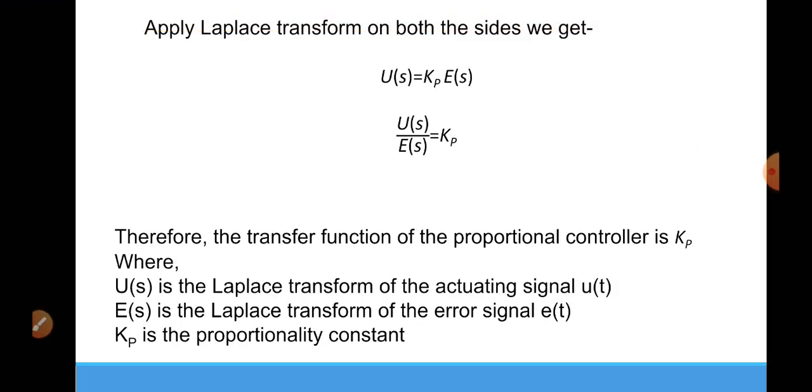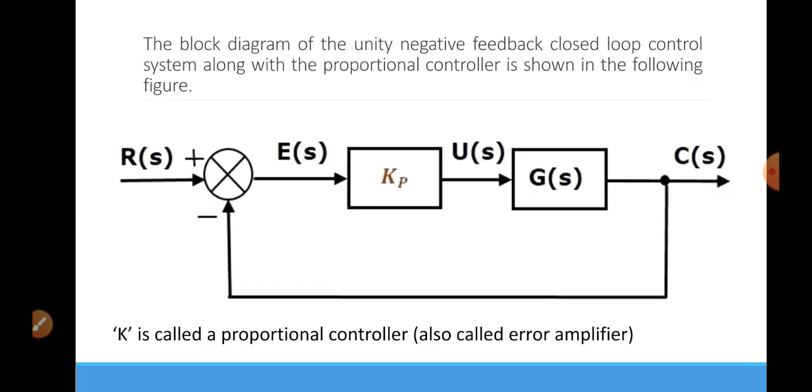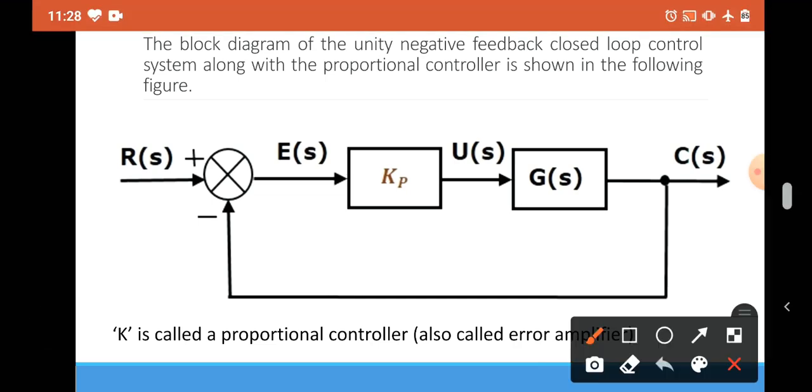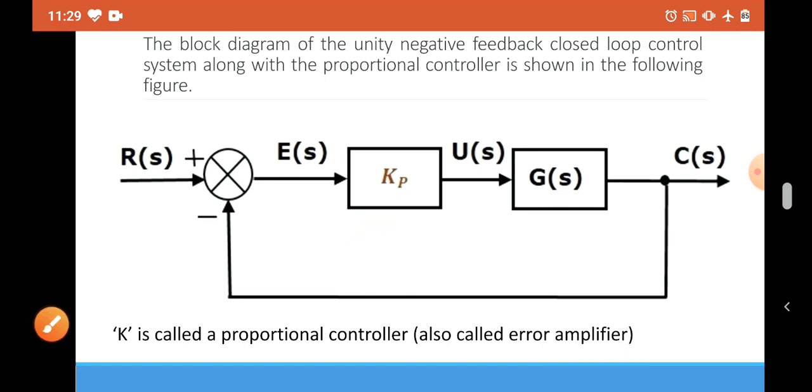This is the proportional controller. K is called the proportional controller here, or it is also called an error amplifier. Why error amplifier? Because the small errors which are left undetected by the plant are amplified by using this controller. So this is about the proportional controller.